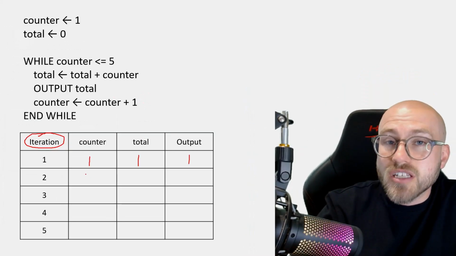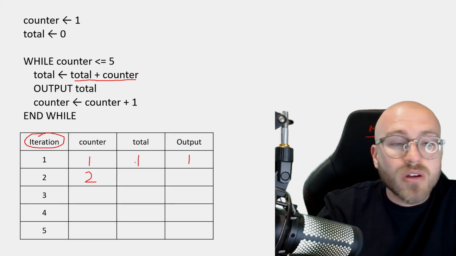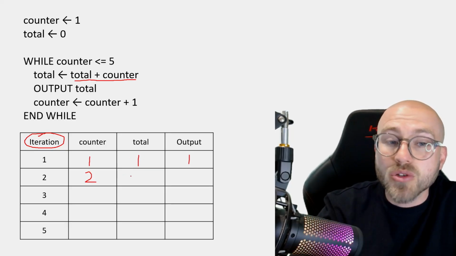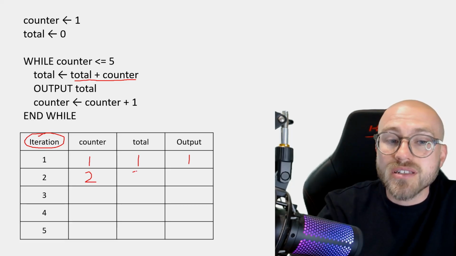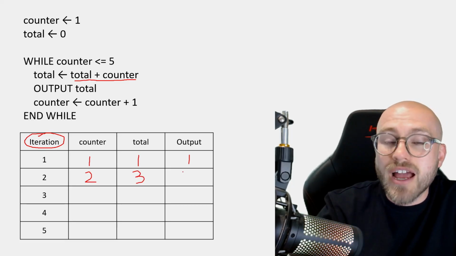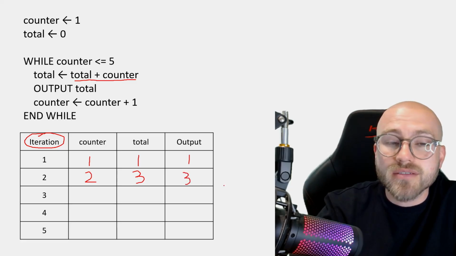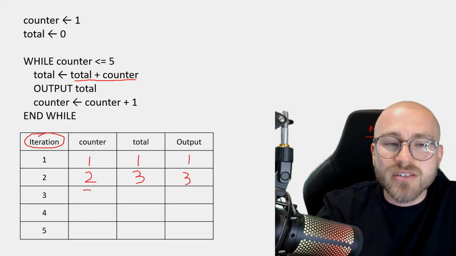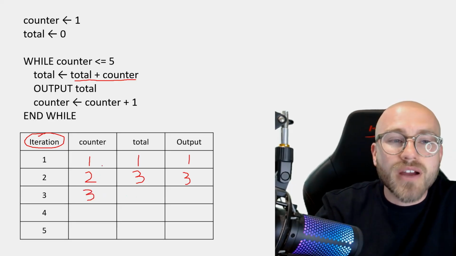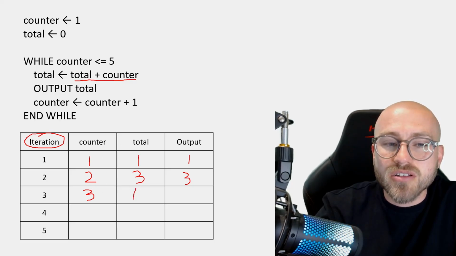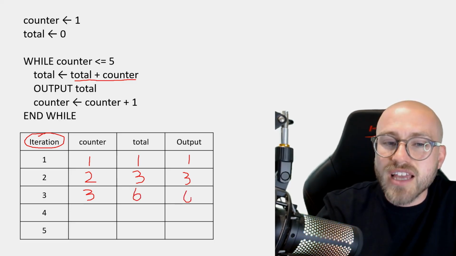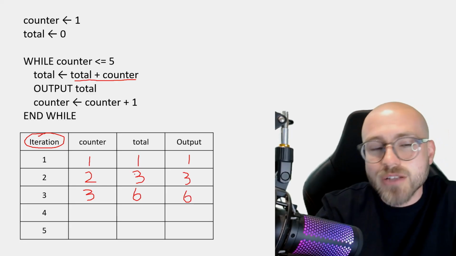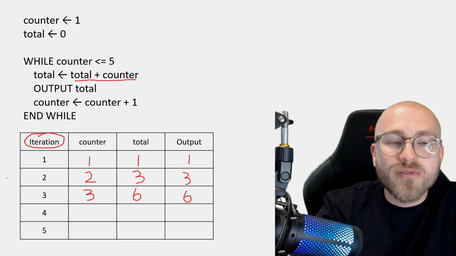The counter increased by 1, which means it's now currently at 2. Because we're doing total plus counter, we're going to do 1, which is what it's currently at, plus 2. So the total is now at 3, which means my output is also going to be 3. We're going to add 1 onto the counter and then start again. For our third iteration, our counter is currently at 3. We add our counter to the total, which means our total is now at 6, which means the output is currently at 6.